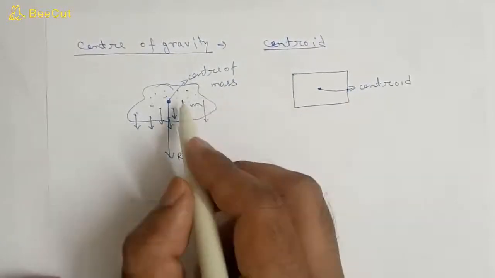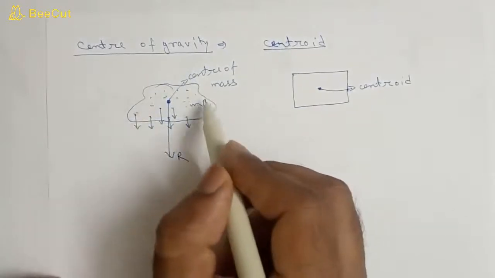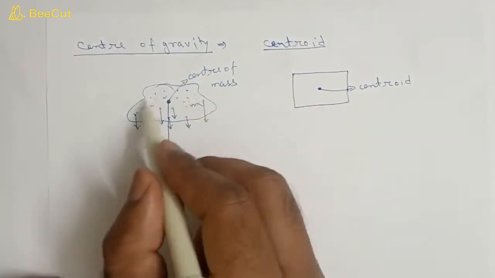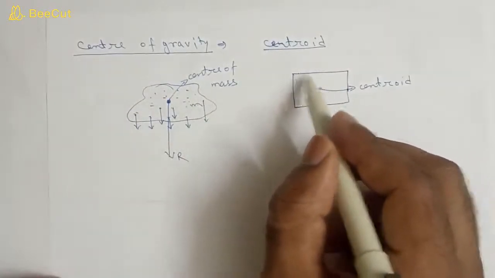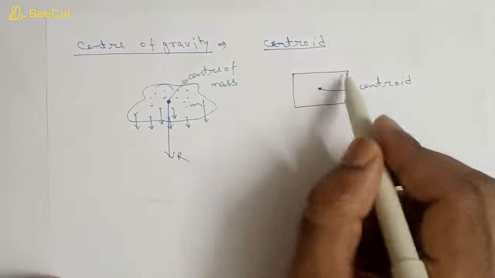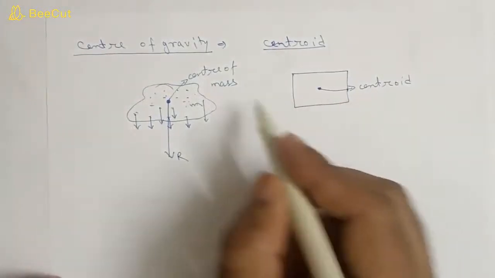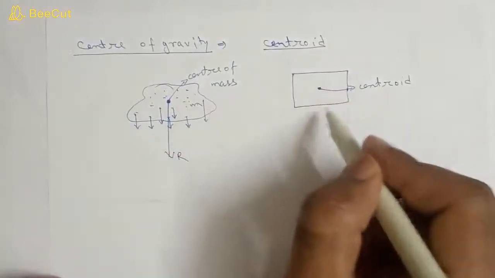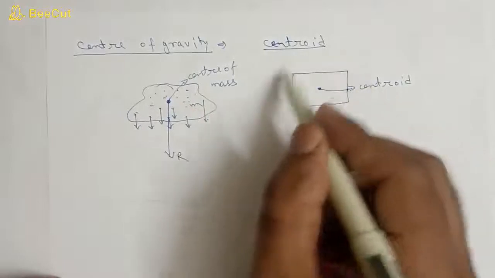The only difference is that in the case of center of gravity, the body has mass. So center of gravity is calculated for a body having mass, and centroid is calculated for a cross-sectional area or any area which has negligible mass, and these two are analogous to each other. But I told you the difference: this has mass and this is a massless area.